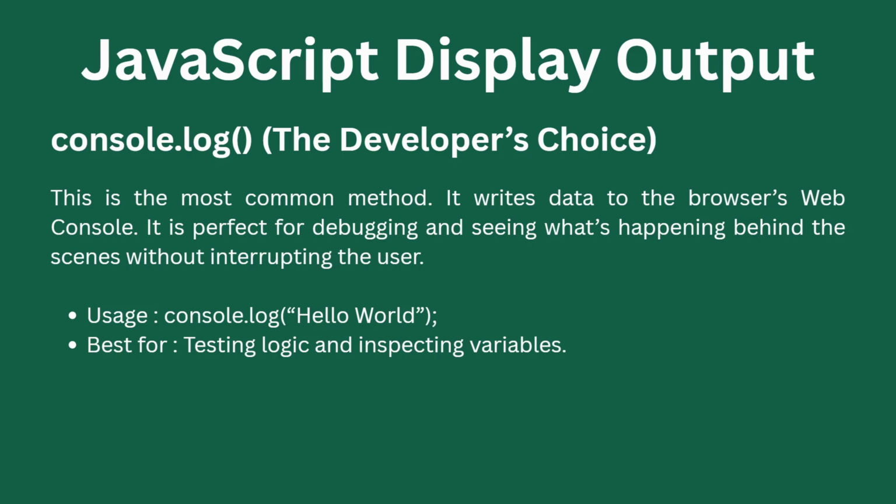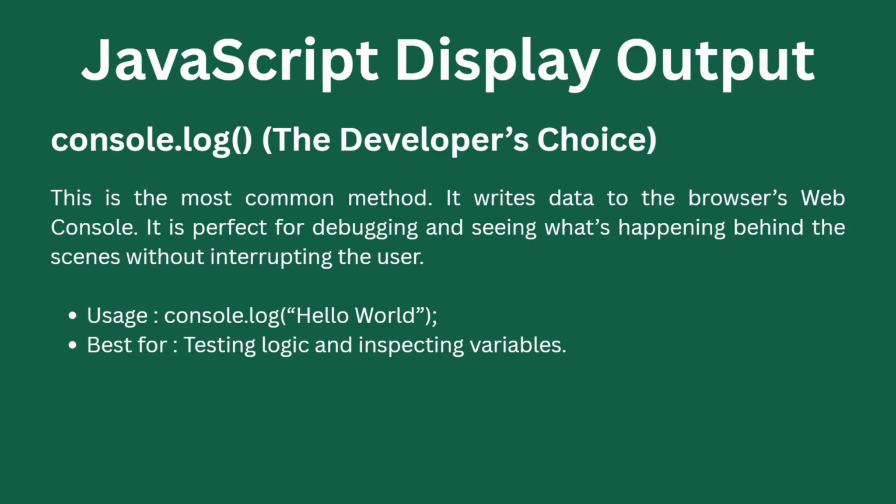Now we will learn how to display the output using JavaScript through the console.log statement. This is very useful for developers. This is the common method. You can write the data to the browser through the web console. This is perfect for debugging and seeing what is happening behind the scenes without interrupting the user.